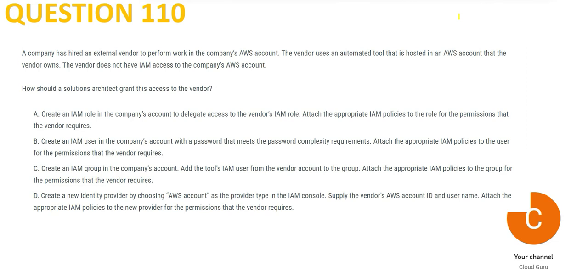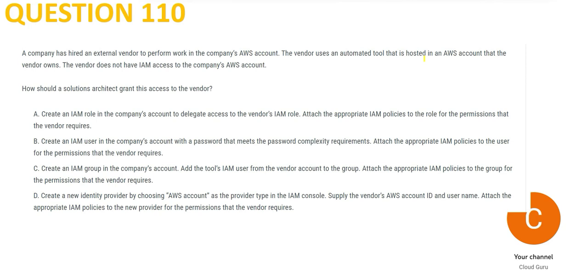So let us look at one more question here. There is a company like Bank of America, for example. They hire some vendor like maybe Cognizant, for example, and the external vendor says, hey boss, I have my own product, my own tool that is hosted on an AWS account, and I own it.